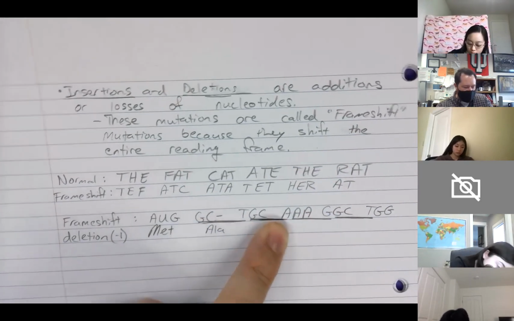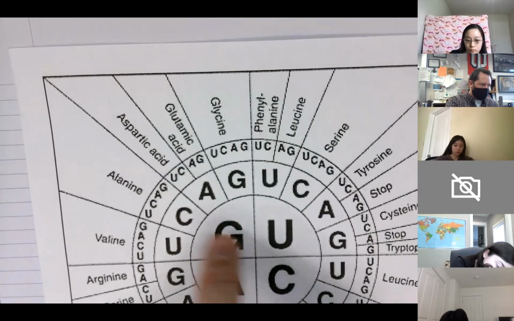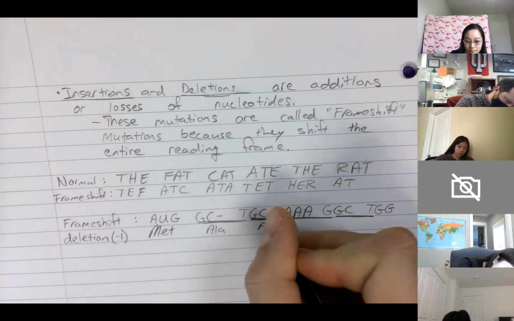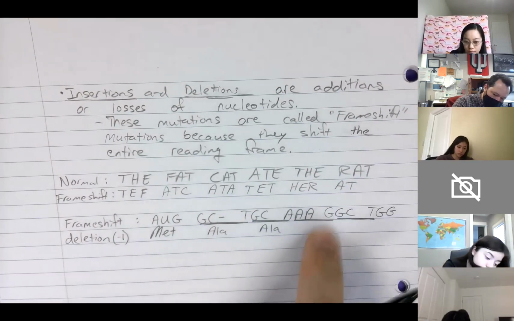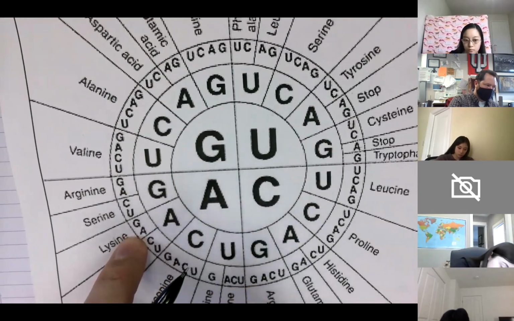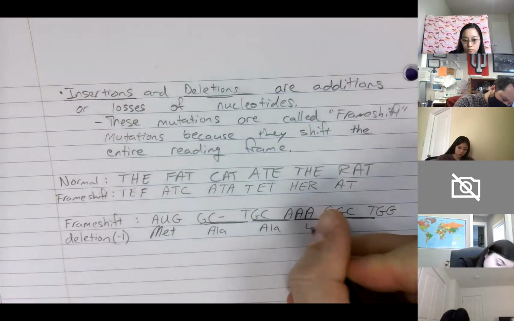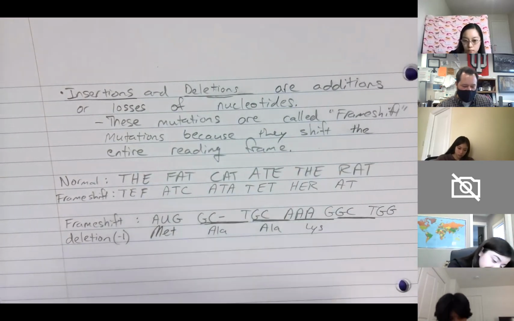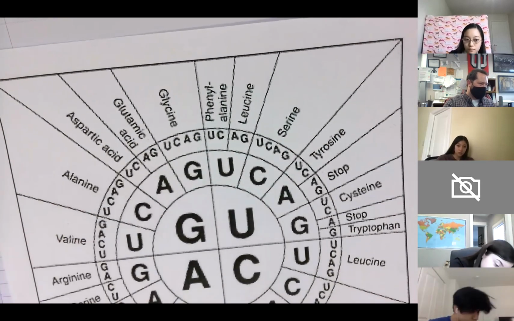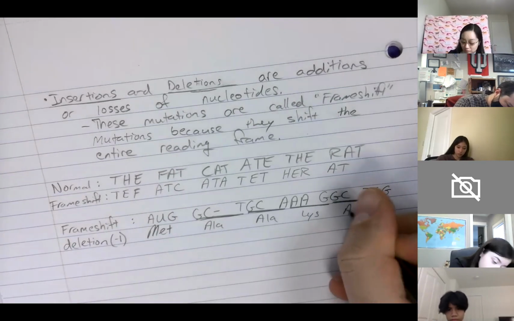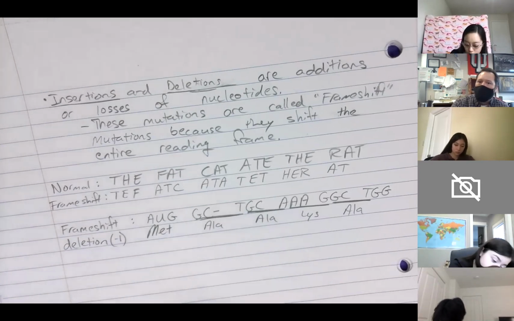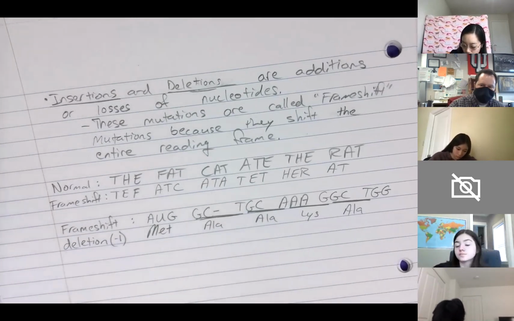Now, GCA. Oh man, I like this protein so far. Now we have AAG. GCT. Man, I really like this protein. Our entire reading frame got shifted. All of our amino acids are out of whack.